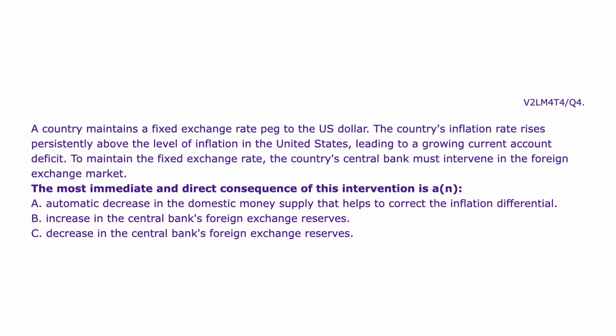A country maintains a fixed exchange rate pegged to the US dollar. The country's inflation rate rises persistently above the level of inflation in the United States, leading to a growing current account deficit. To maintain the fixed exchange rate, the country's central bank must intervene in the foreign exchange market. The most immediate and direct consequence of this intervention is: A. an automatic decrease in the domestic money supply that helps to correct the inflation differential. B. Increase in the central bank's foreign exchange reserves. C. Decrease in the central bank's foreign exchange reserves.